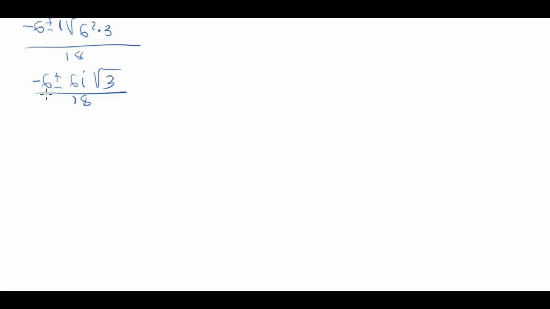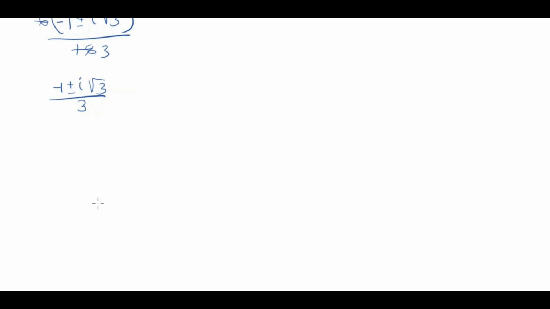Factoring out 6, because it's common on both sides, it is negative 1 plus or minus i square root of 3 over 18. 6 goes into 18 3 times. So what you are left with here is negative 1 plus or minus i square root of 3 over 3. So there are 3 possible answers in this equation, and we'll state them down.